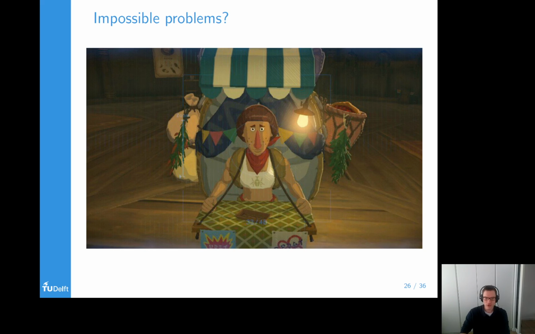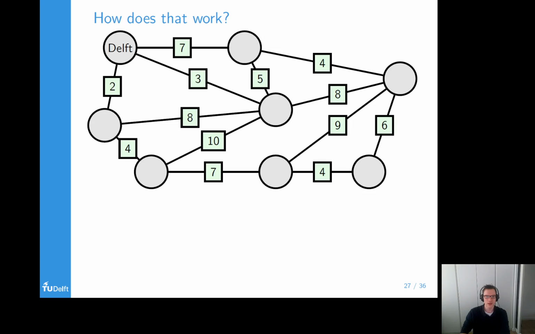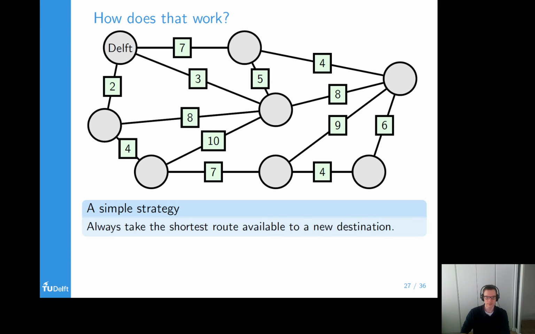And so, you now ask yourself this: how can I travel the land, going to all these other cities, and get back to Delft as quickly as possible? If you just want to go from Delft to another city, you know that you could use Dijkstra's algorithm to find the shortest route. But now I don't just want to go to one other city, I want to visit all other ones and get back to Delft as quickly as possible. One strategy you could use is this one. Always take the shortest route available to somewhere you haven't been before.